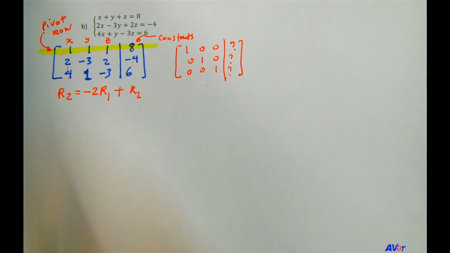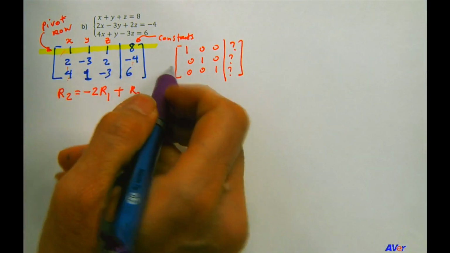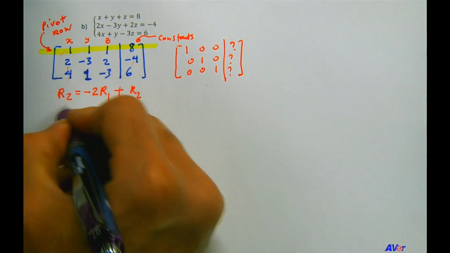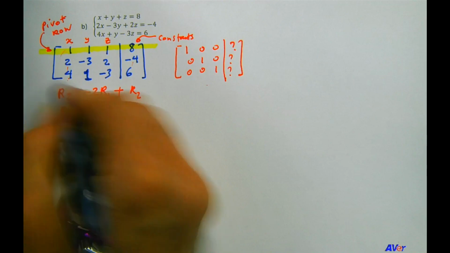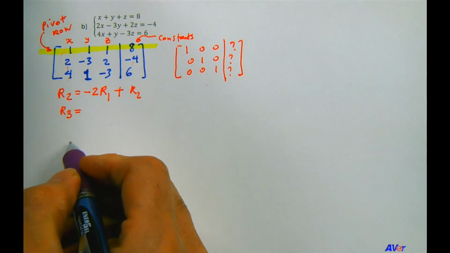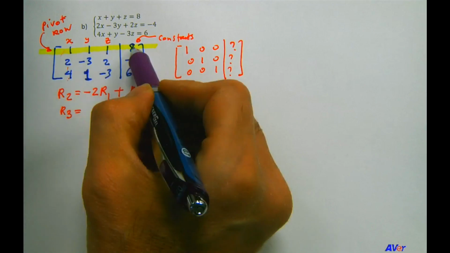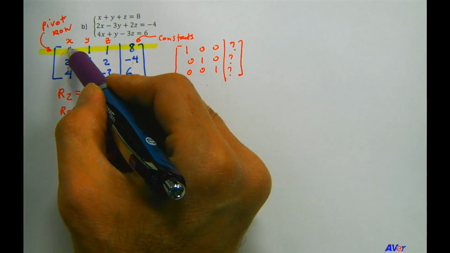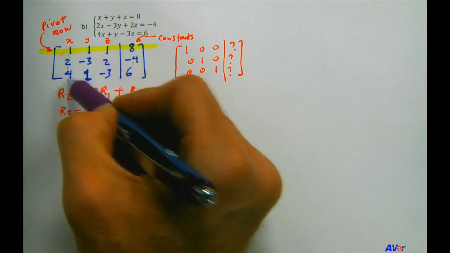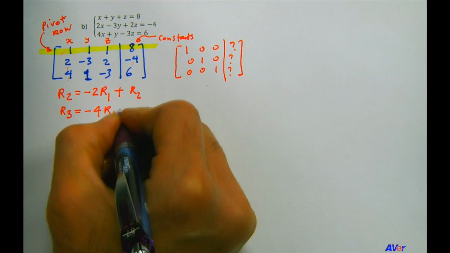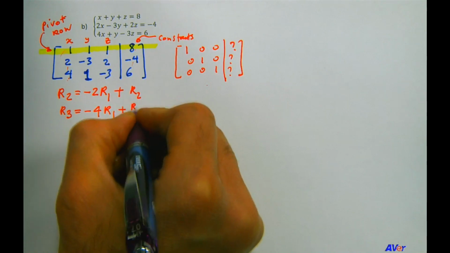Well, how are we going to make this 4 equal to 0? Well, this 4 is in which row? In row 3. So we're going to have to change the entire row 3. How? Well, we're going to multiply the first row, or the pivot row, by negative 4 and add it to the third row. So negative 4 times row 1 plus row 3.